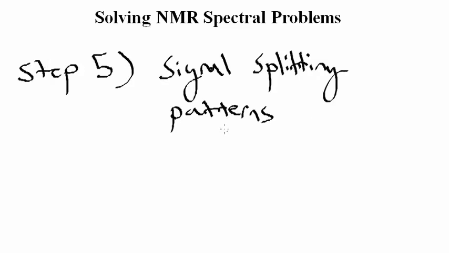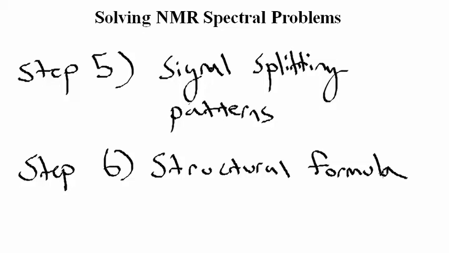Step five, look at signal splitting patterns. So you'll examine the splitting patterns for information about the number of nearest non-equivalent hydrogen neighbors. And then finally, step six, construct possible molecules from the functional groups that are present, the relative signal integrations, and any other information that you're given, especially the molecular formula and other spectra. And so you can confirm the correct structure by making sure that all of the available information matches.